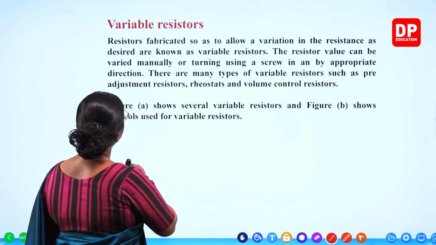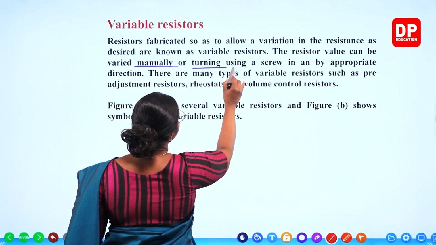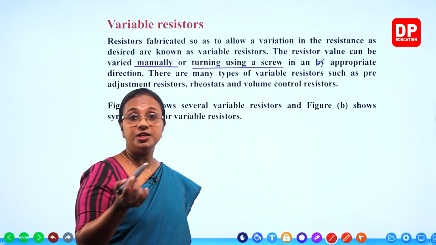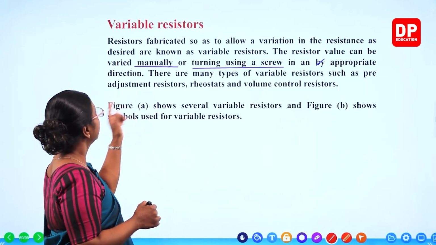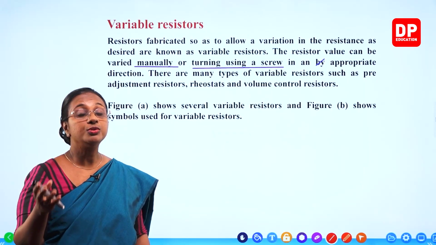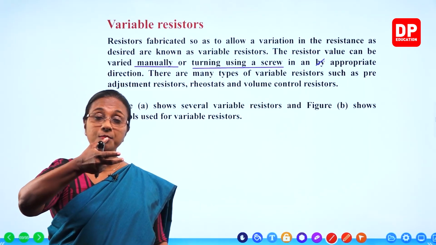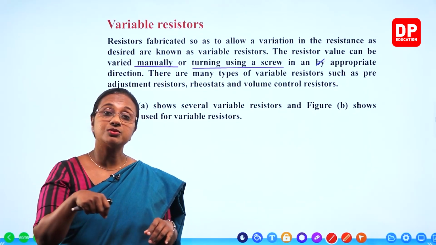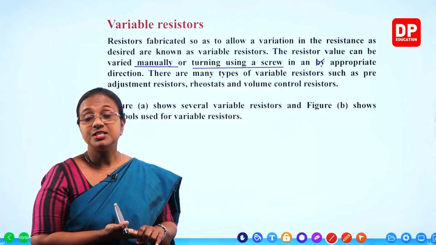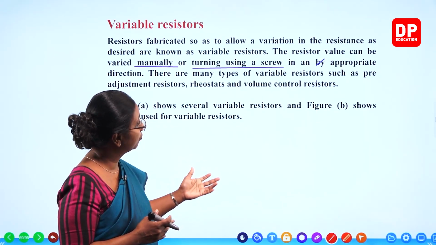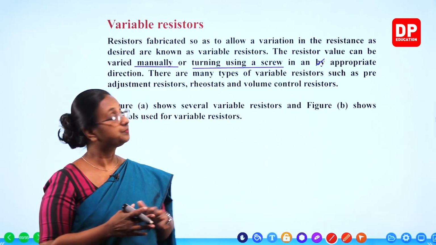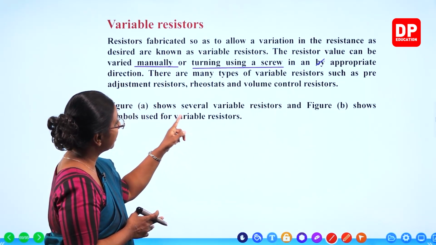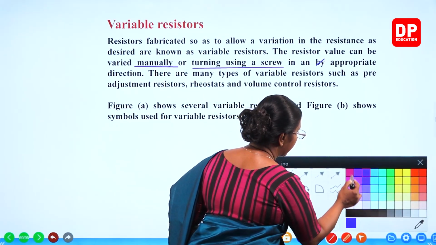So here the resistor value can be varied manually or by turning a screw in an appropriate direction. There is by mistake an additional word in your textbook also, in an appropriate direction. So you can either turn it manually. Now you all know those televisions, radios, where you turn a knob and you increase the volume, decrease the volume. So you rotate it manually. Or you can use a screwdriver and rotate the screw and change the value of the resistor. So that is turning using a screw. There are many types of variable resistors such as pre-adjustment resistors, rheostats and volume control resistors. So those are the types.